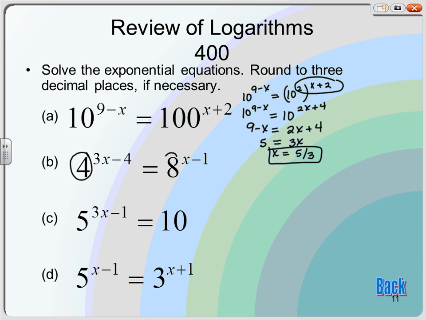Same thing for the second one. This is base 4, this is base 8, so I can make them both base 2. So it's 2 squared to the 3x minus 4 equals 2 cubed to the x minus 1. And skip a couple steps. I'm going to multiply my powers. So I get 6x minus 8. And on the other side, I get 3x minus 3. So it's 2 to one power equals 2 to the other power. Those two powers have to be equal.